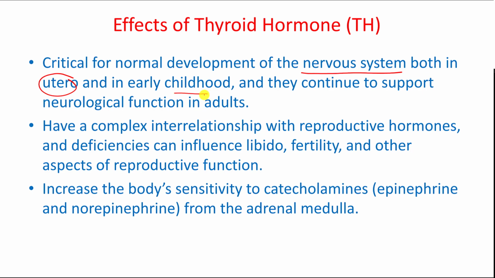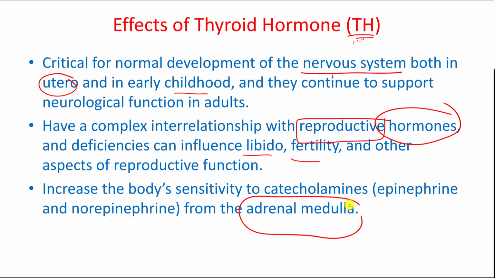So low levels of the thyroid hormone will affect the development of the nervous system. Low levels of the thyroid hormone also will affect the reproductive system by affecting the reproductive hormones, and therefore it might cause insufficiencies or low libido, low fertility, and other aspects of reproductive functions. It will affect the body's sensitivity to adrenal medulla hormones like epinephrine and norepinephrine, the sympathetic and parasympathetic responses. It will affect that. So this is an important hormone.